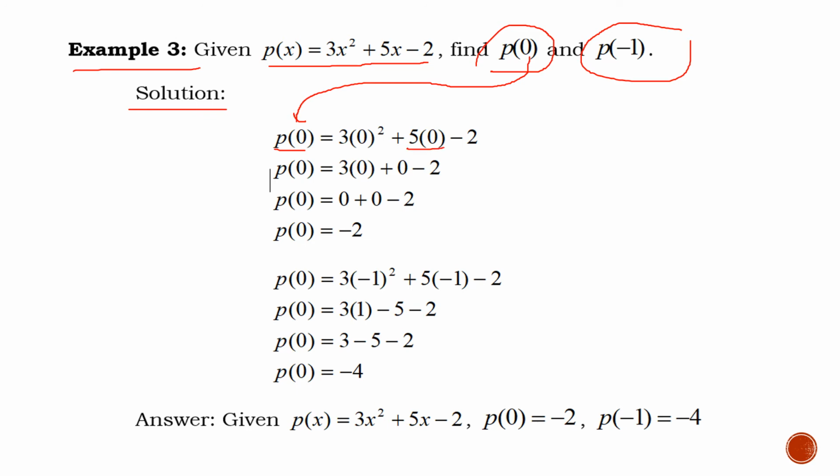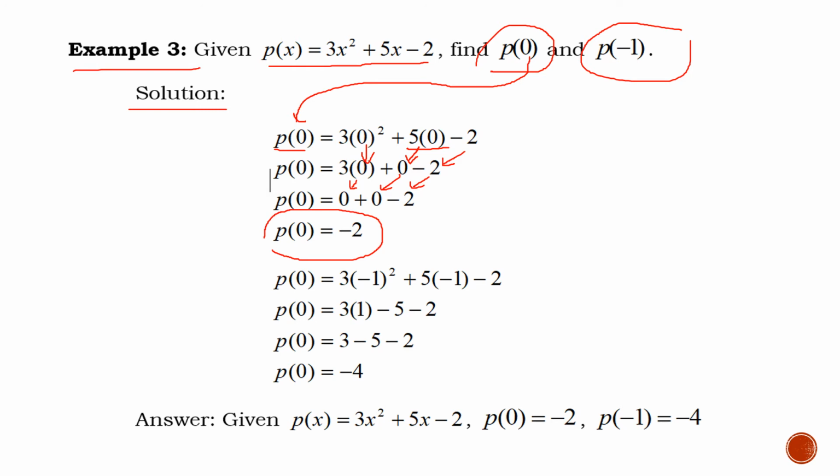Same thing with the second term here. So we replace x by 0. So that will be 3 times 0 squared. 0 raised to 2 is 0, no? That's why it's 0 here. So 3 multiplied by 0, it's 0. We copy our constant here. So 5 multiplied by 0, it's 0. Then we copy the negative 2 as the constant. Therefore, phi of 0 is equal to negative 2.